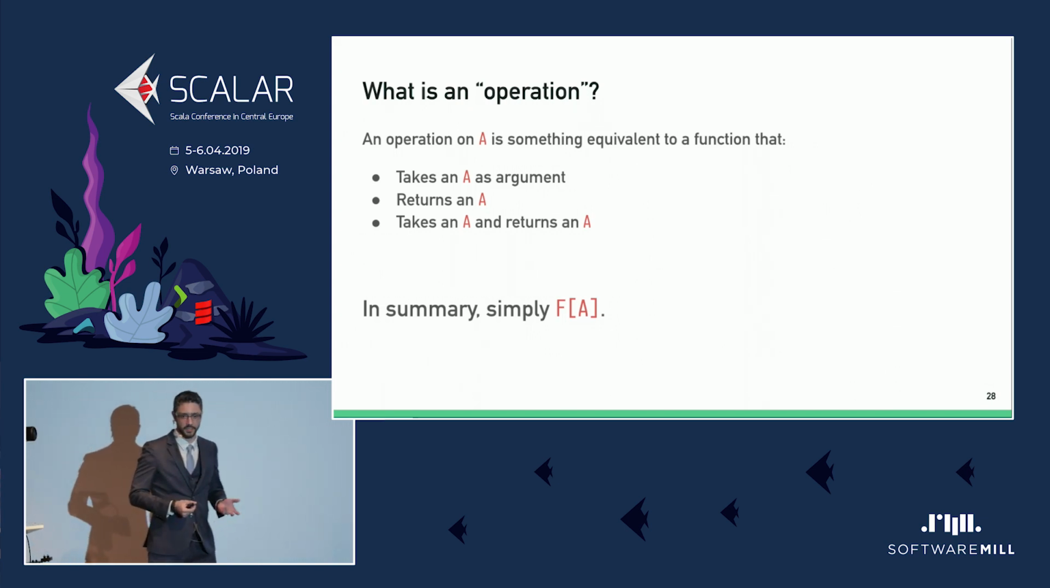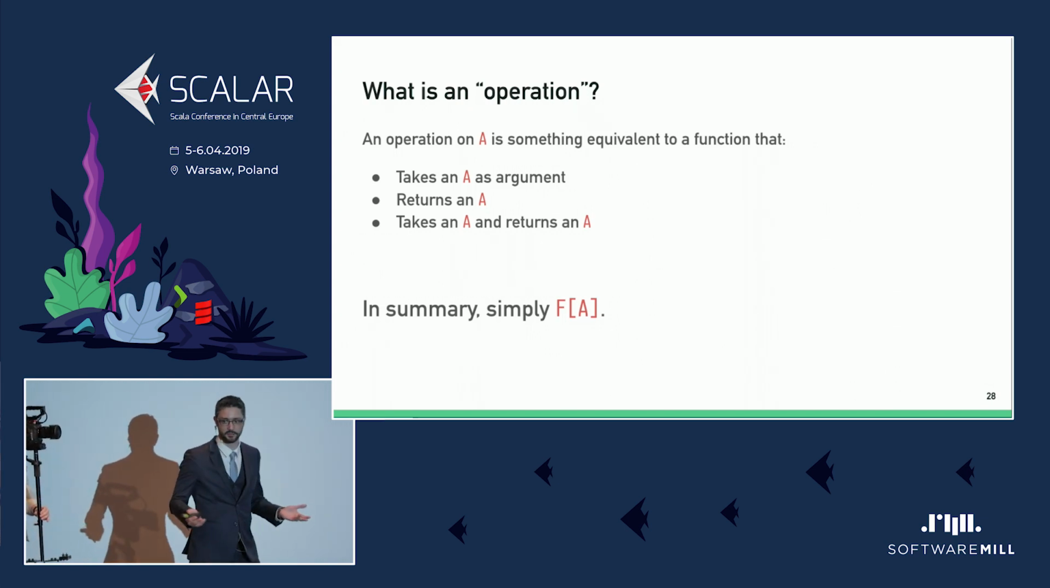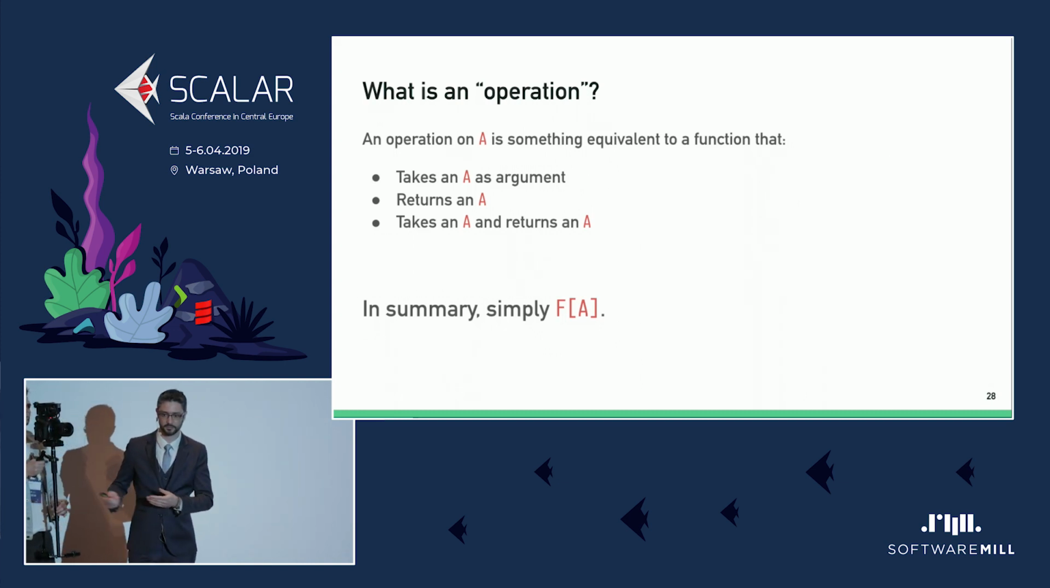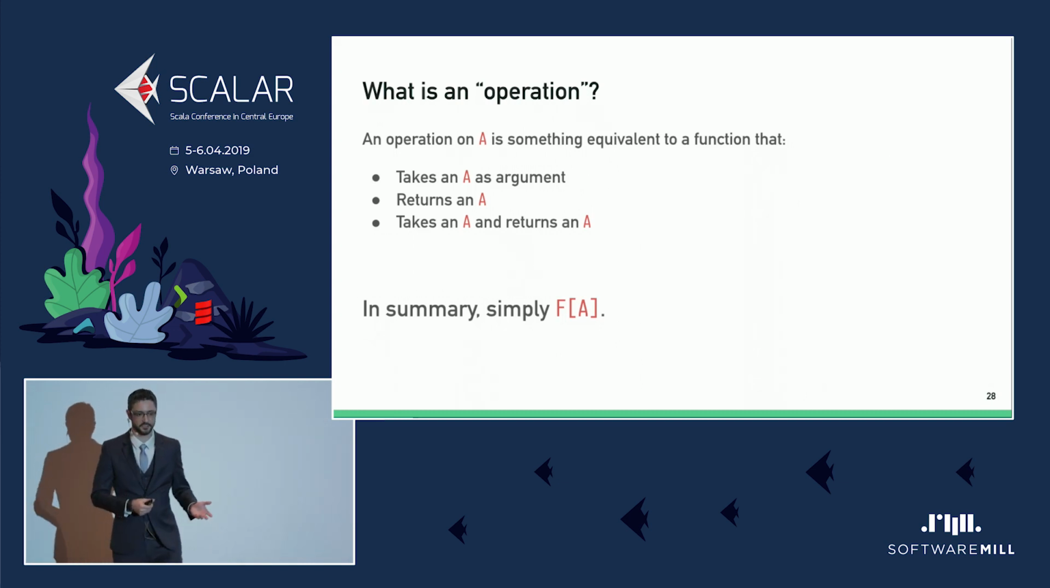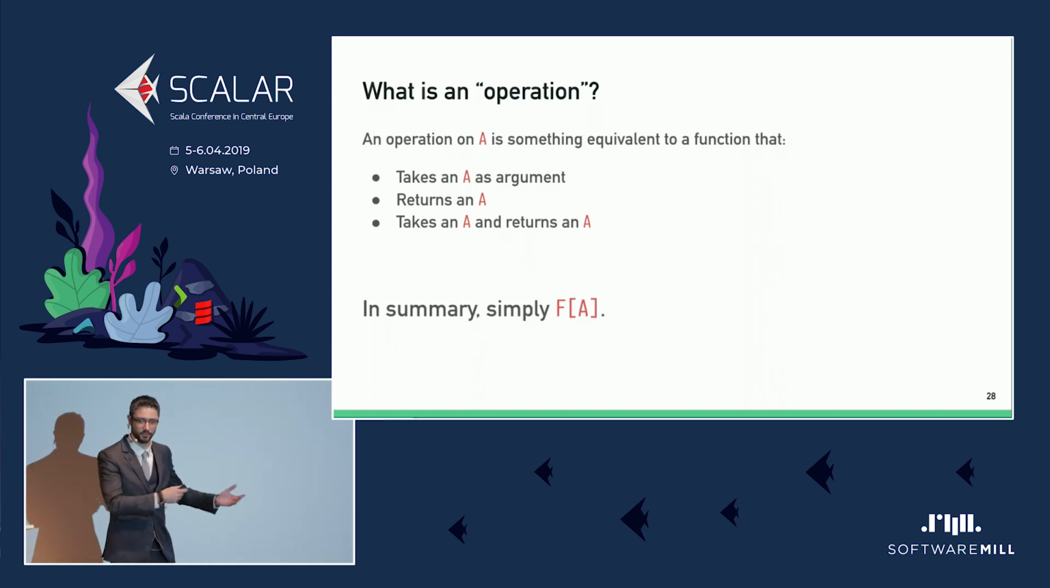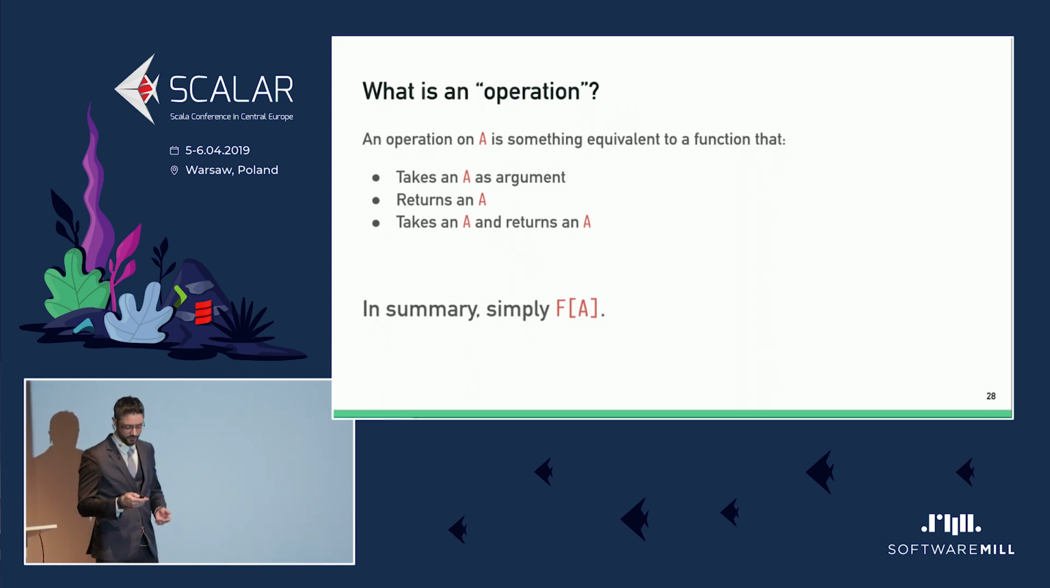So an example would be your JSON serializer. It's like a function that takes an A and returns some JSON document. Or a JSON deserializer. It's something that takes a JSON document and returns an A, and so on. This is the kind of operations we will be able to derive from our schemas.